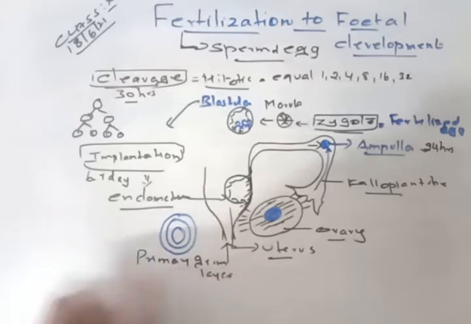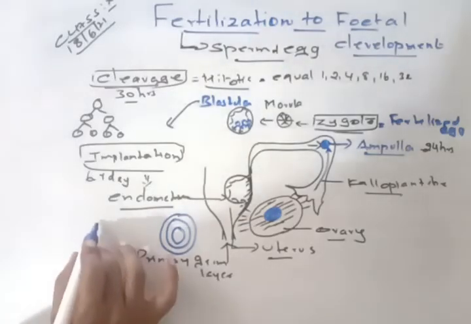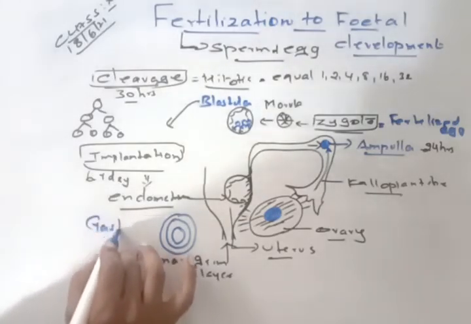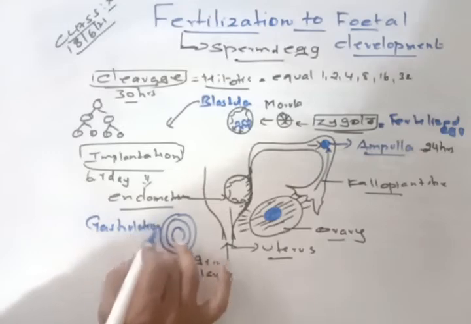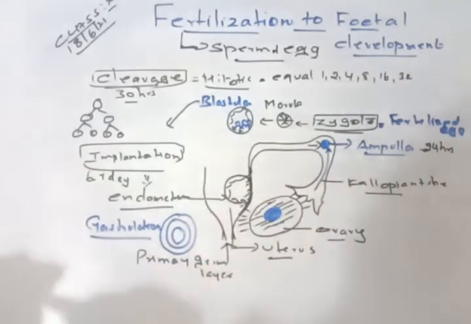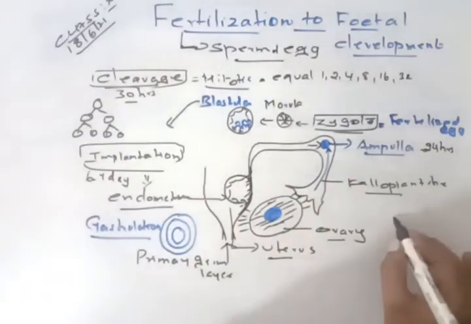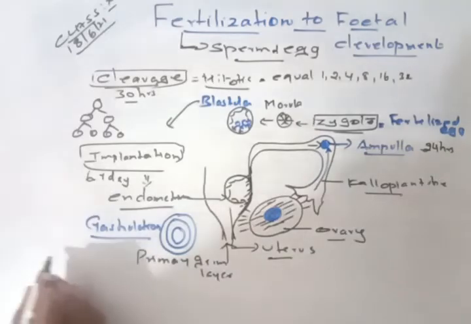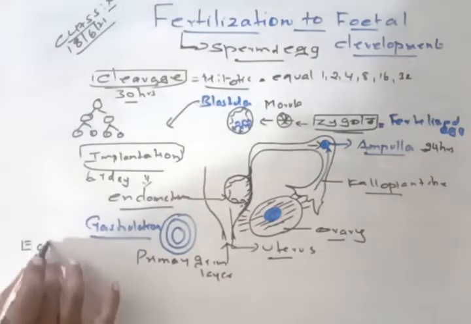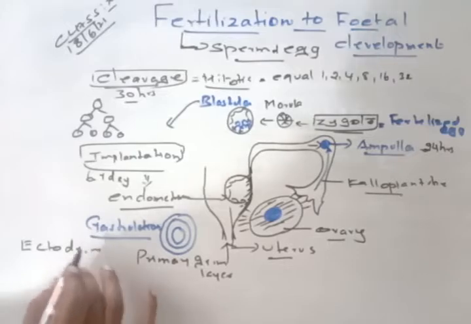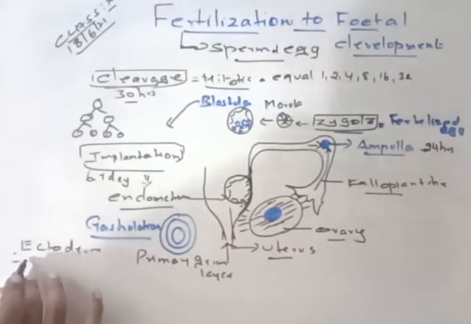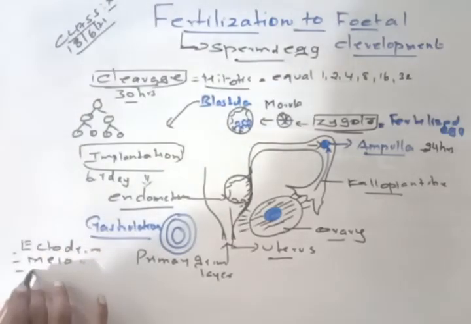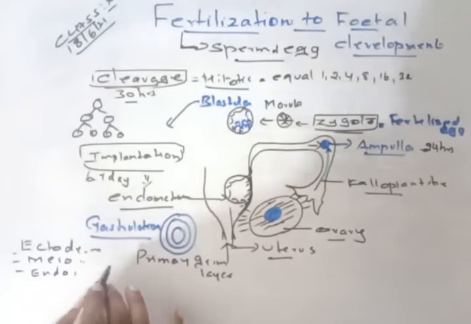Germ layers. So this entire process is called gastrulation. Gastrulation means three structures are formed. What are those three structures? The outer part is ectoderm. Then the middle is mesoderm. Then the inner is endoderm. So these are the three parts.